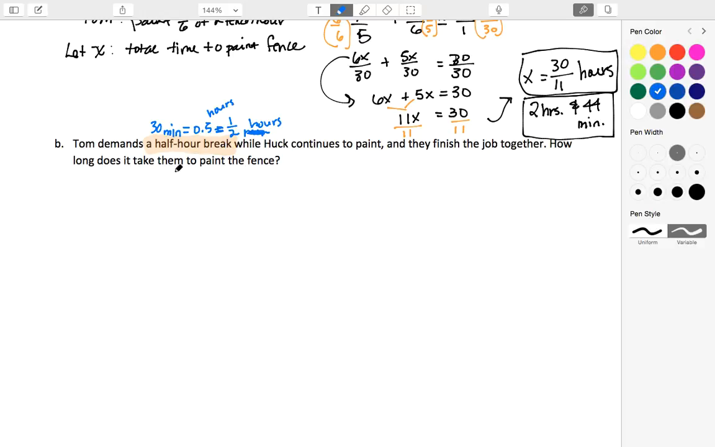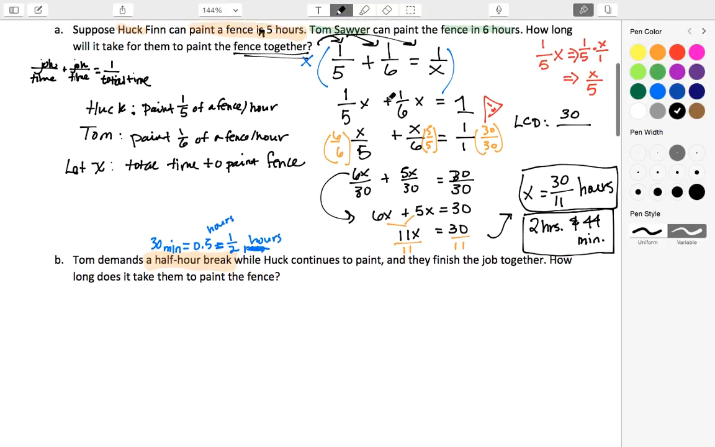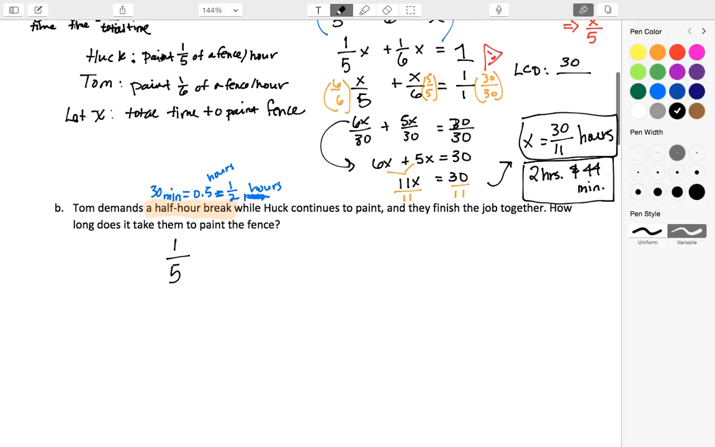Okay, so they still want to finish the job together. So we're going to take the original problem, but that's in this form. So the 1/5 x plus 1/6 x equals 1. Okay, so this represents the 1/5 is Huck's rate. He can paint 1/5 of a fence per hour, and I'm going to represent this as x. And x represents the total time again, plus, this is what's going to be a little bit different, so I'm going to leave some space. We have plus Huck's rate with his break.